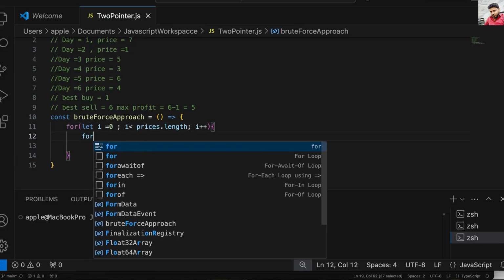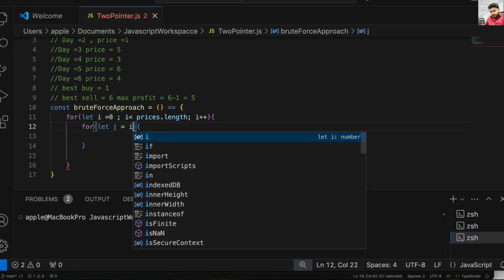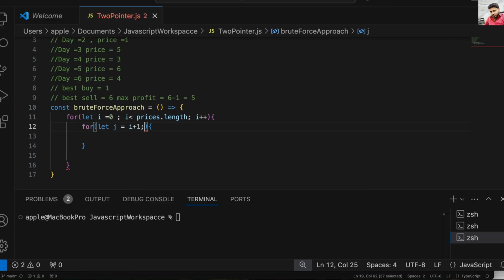One loop is done. I need to write a second loop because it's brute force. So we are going to keep two loops here. The second one will be j. This is the important one. j is equal to i plus 1, because we have already taken the first value, and we are going to take the second value and iterate through the second value, third value, fourth, and the remaining values. The iteration will go on.